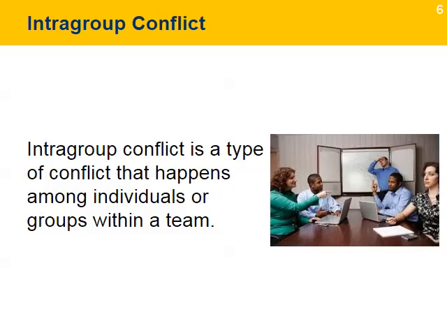Intragroup conflict is a type of conflict that happens among individuals within a team. The incompatibilities and misunderstandings among these individuals is what creates the intragroup conflict. It arises from interpersonal disagreements or differences in views and ideas on how to do a task, solve a problem, assign resources, or achieve an objective.